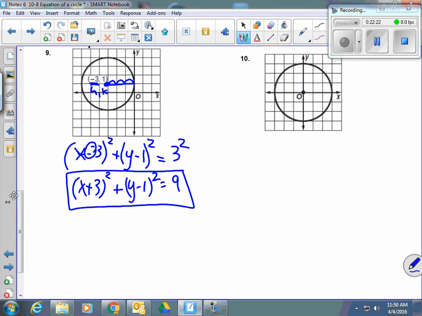Okay, so right here, this is the center. What's the coordinate for the center right there? 0, 0. So that's my h and my k, right? But if that's the case, then it's x minus 0. Do I really have to write minus 0? No, so I can just write x squared plus y squared equals my radius. Well, how big is my radius? So that would be 3 squared, which is what?